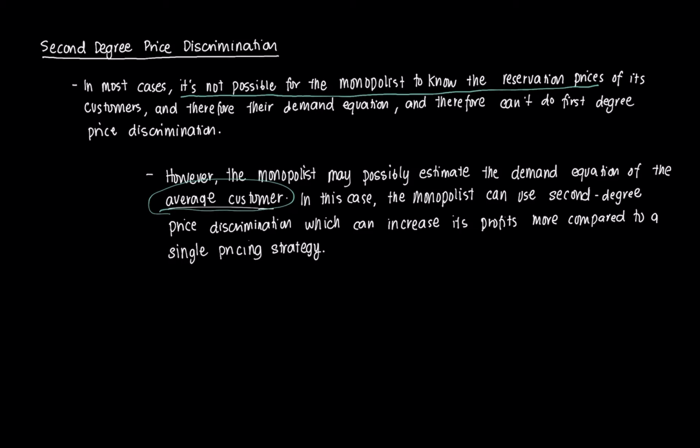And what happens is, in this case, the monopolist can use second degree price discrimination, which can increase its profits, not as much as a perfect price discrimination, but certainly higher than if the monopolist just charged a single price. And it does this mainly through two main things. The first one, which we'll discuss in the next few videos, is two-part tariffs, and another one is block pricing. And essentially, they function quite similarly. So let's discuss first our two-part tariffs.